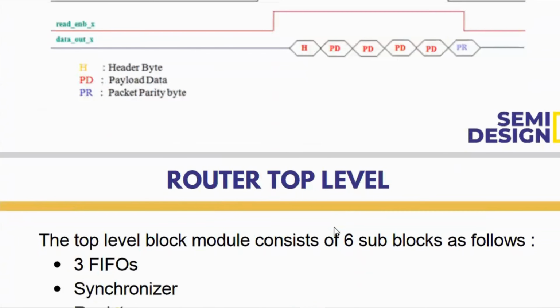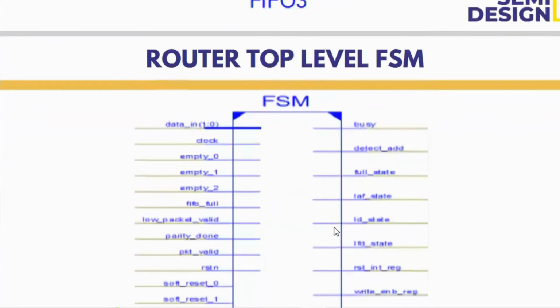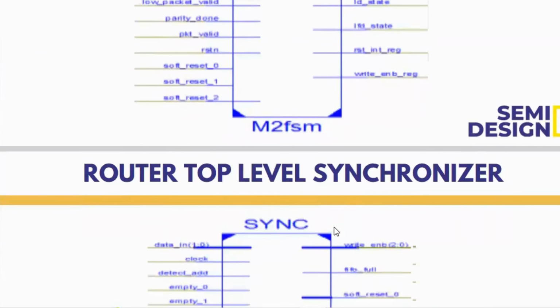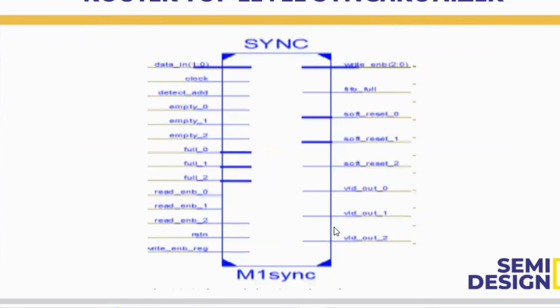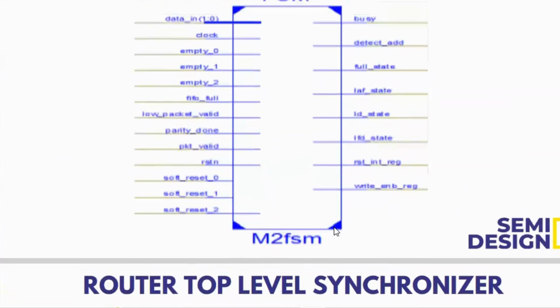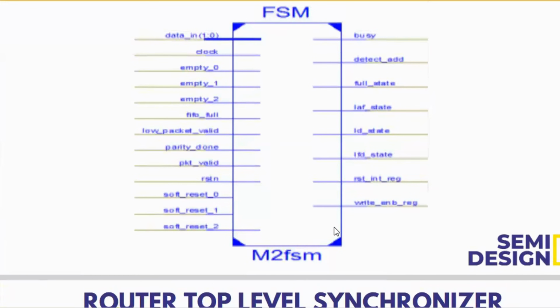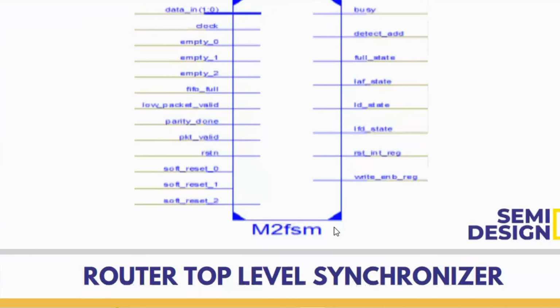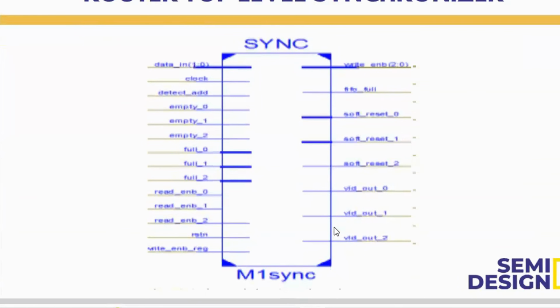So this is about the FSM. Then we have the synchronizer. It is just synchronizing the data between the FSM, the state machine, and the FIFO. We have so many control signals, right? From the FIFO, we have detect address, and we see all these signals. Based on these signals only, the data is added to the FIFO. So it is providing synchronization between those control signals and the actual data.